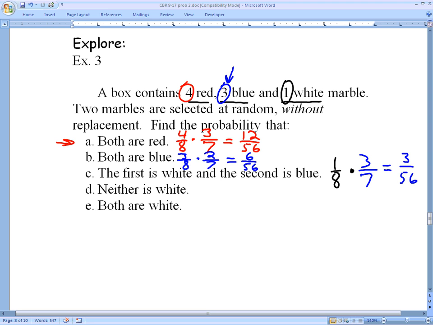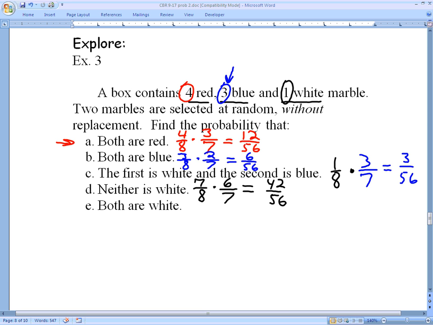Now let's do neither is white. This is a complementary problem. So if neither is white, there was 1 white, so how many were not white? That means there's 7 others that were not white out of the total of 8. Once I take one of those non-white marbles, there's 7 marbles total and 6 non-white ones left. Multiply straight across, I get 42 out of 56.